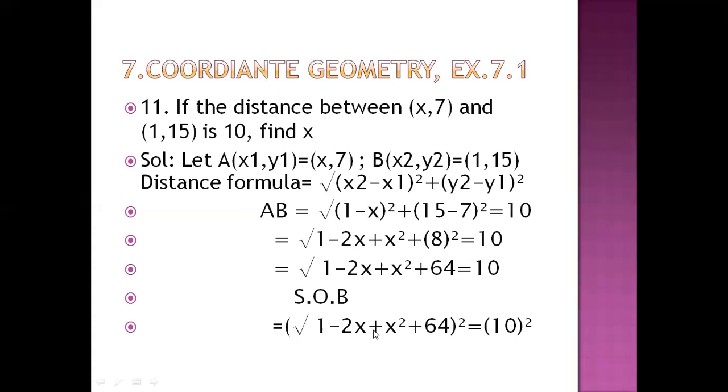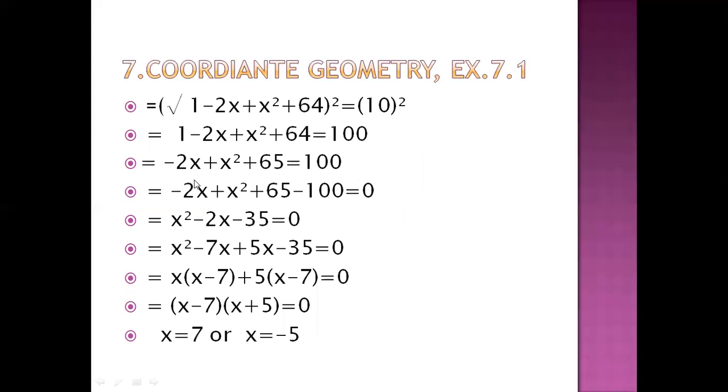Then (1 minus 2x plus x square plus 64) whole square is equal to the right hand side, which is 10 square. Then this root and this square will be cancelled. Then we get 1 minus 2x plus x square plus 64 is equal to 10 square, which is 100. Now 1 plus 64 is 65. So minus 2x plus x square plus 65 is equal to 100.